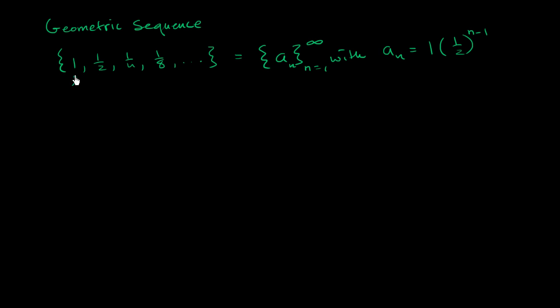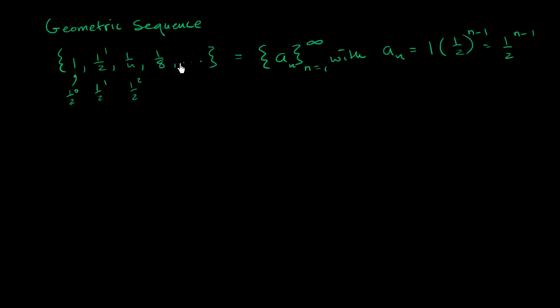This right over here you can view as 1/2 to the 0 power. This is 1/2 to the first power. This is 1/2 squared. So the first term is 1/2 to the 0. The second term is 1/2 to the 1. The third term is 1/2 squared. So the nth term is going to be 1/2 to the n minus 1. So this is just really 1/2 to the n minus 1 power. Fair enough.